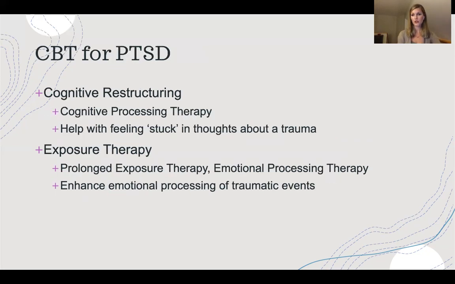And so I'm going to talk about two different CBT techniques that we might engage in when going through CBT for PTSD. The first is cognitive restructuring. This is pulled from a therapy called cognitive processing therapy. The overall goal is to help with this feeling of being stuck in thoughts about a trauma. And the second technique that I'll discuss is exposure therapy. This is pulled from what some people have called prolonged exposure therapy or emotional processing therapy, and the goal of this is to enhance emotional processing of traumatic events.